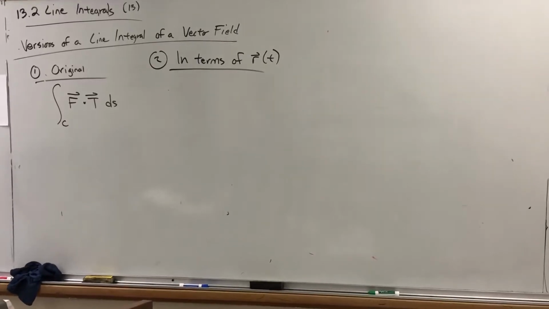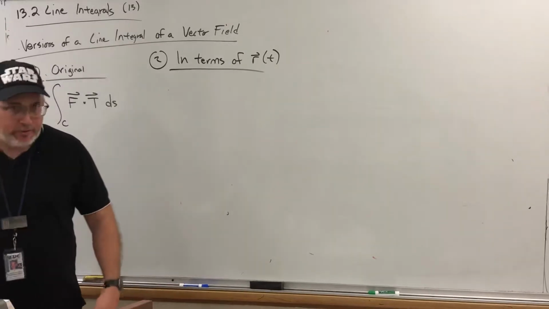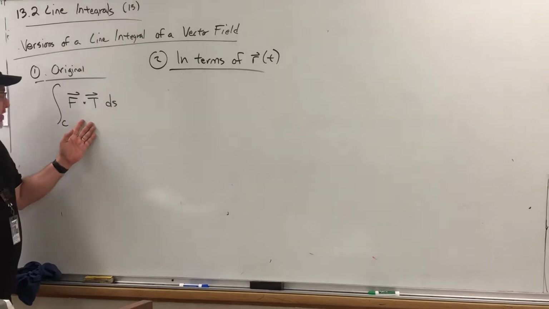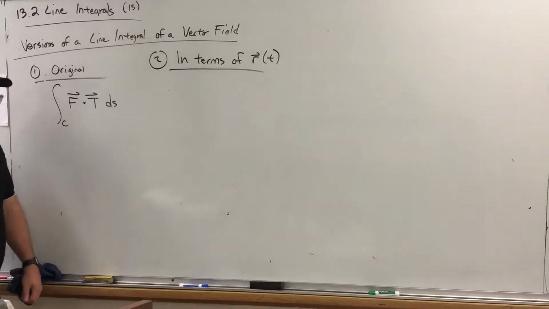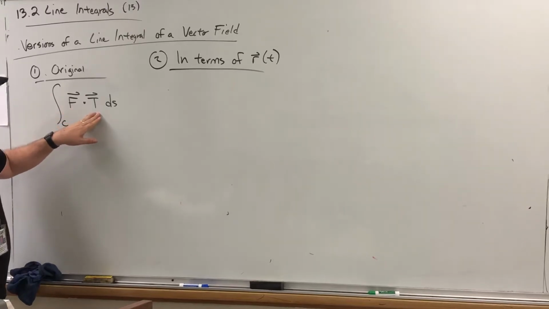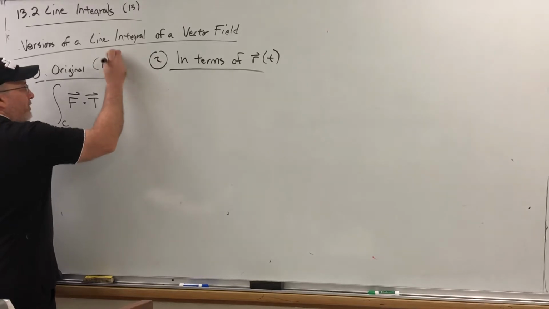Section 13.2, line integrals, video 13, versions of a line integral of a vector field. In the previous video, we somewhat painstakingly went through the Riemann sum approach to figure out what the integral of a vector field over a curve looks like. It was the integral of the vector field dot the unit tangent vector. This is assuming that you have some position function r of t.